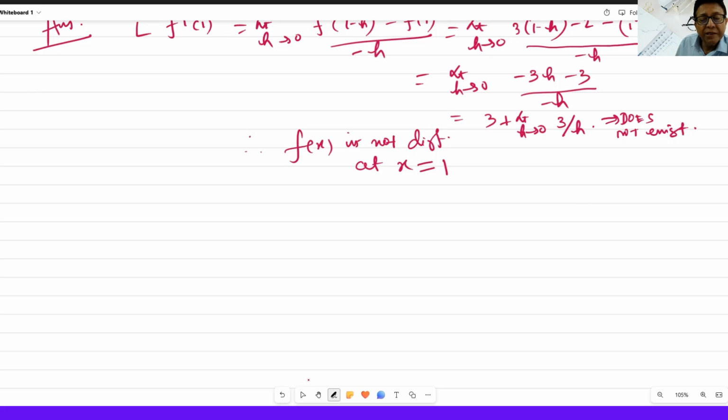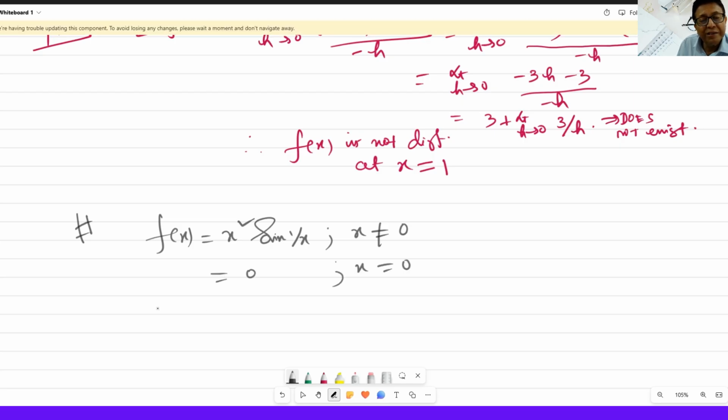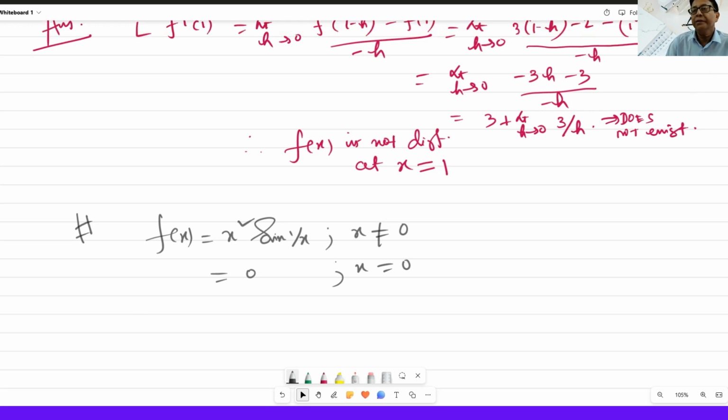Okay? Let us take the third type of problem where trigonometry is involved. f(x) equal to x square sine 1 by x, 0 for x equal to 0. Check differentiability at x equal to 0. Differentiability at x equal to 0 to be verified.